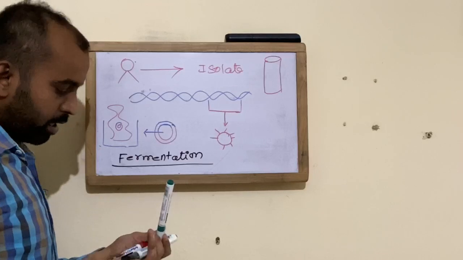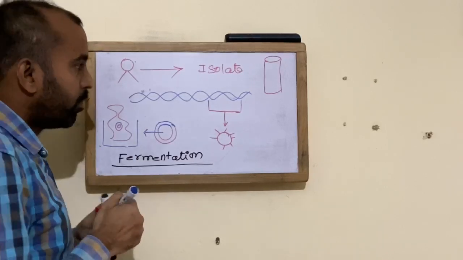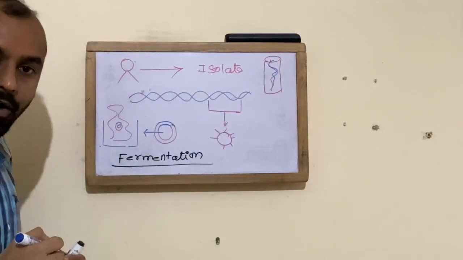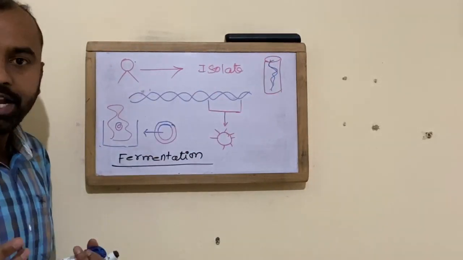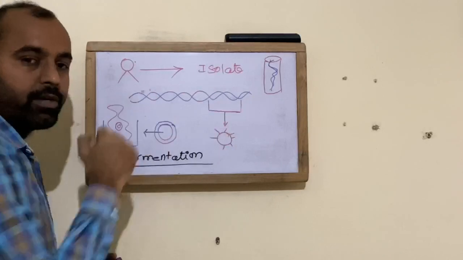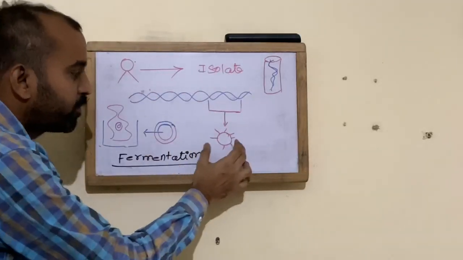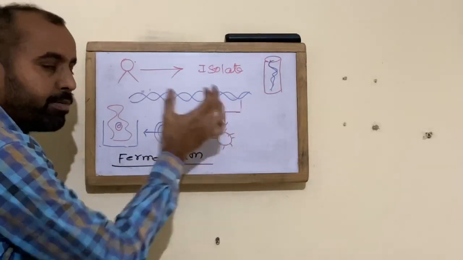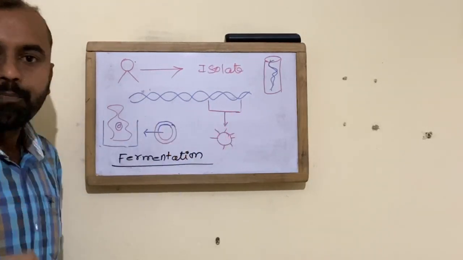So here I am showing the isolated genome. So this is my isolated genome. After isolation, I will identify the portion of gene which is responsible for production of spike protein. First step. Now I am transferring this portion of gene into a vector.